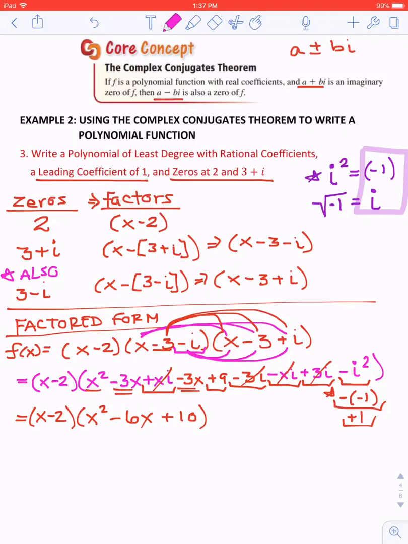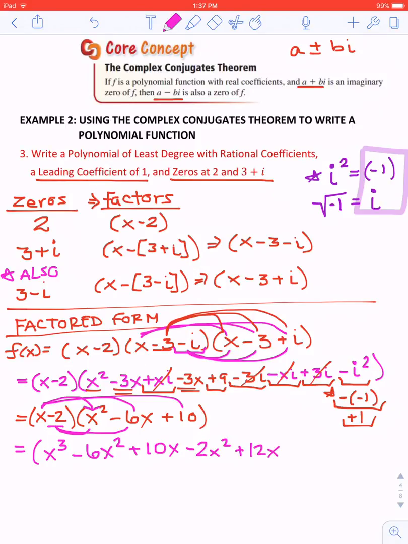We still have two factors, so we need to distribute those. So let's begin that process. x times x squared is x cubed. x times negative 6x is negative 6x squared. x times 10, positive 10x. I'm going to take that negative 2 now, times x squared, so minus 2x squared. Negative 2 times negative 6x, so plus 12x. Negative 2 times a positive 10, so minus 20. I have one set now, but I do need to simplify it down.